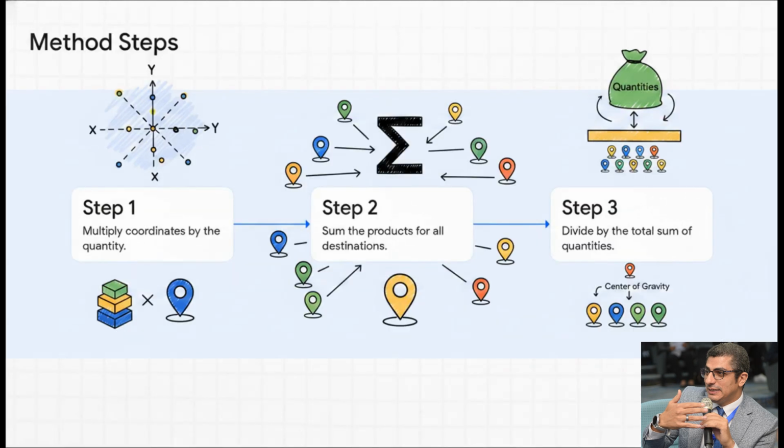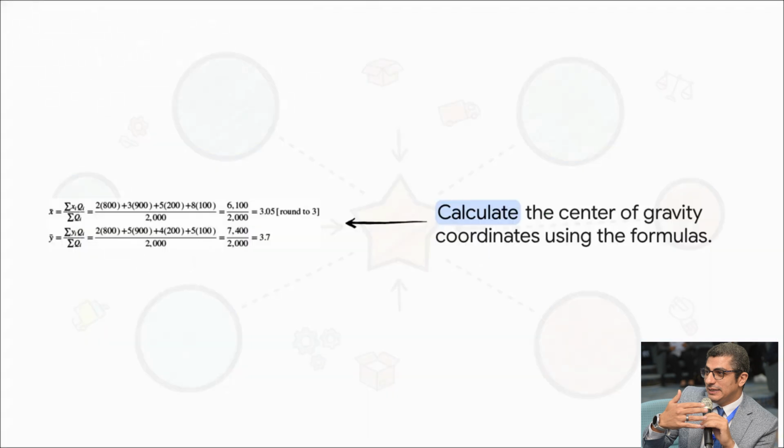To make this calculation completely foolproof for your exams or real-world projects, let's scaffold the whole thing into a clear 3-step checklist. Step 1, multiply each destination's coordinate, doing x and y separately, by its weekly quantity. Step 2, sum all of those products together for the x-axis and do the exact same thing for the y-axis. Step 3, divide those two final sums by the total weekly quantity. If you follow these 3 steps, you literally cannot get it wrong. Let's see this build out in practice.